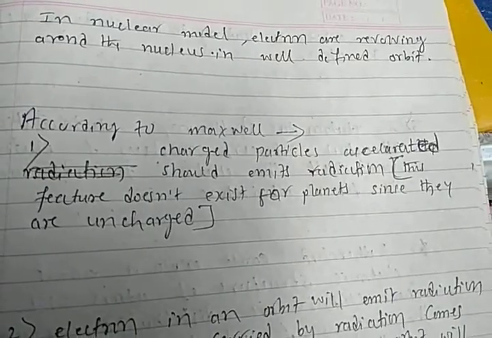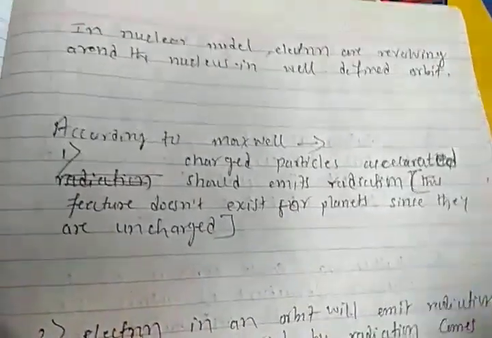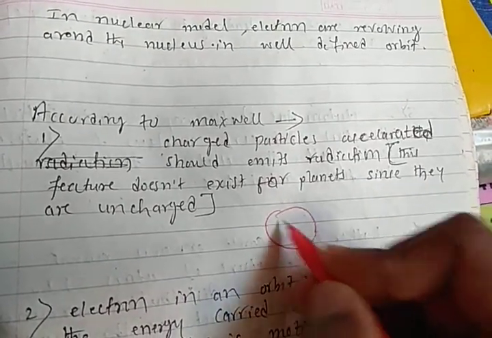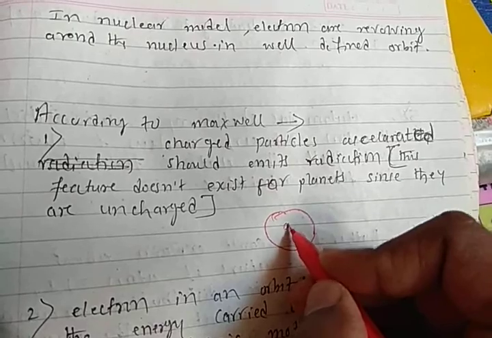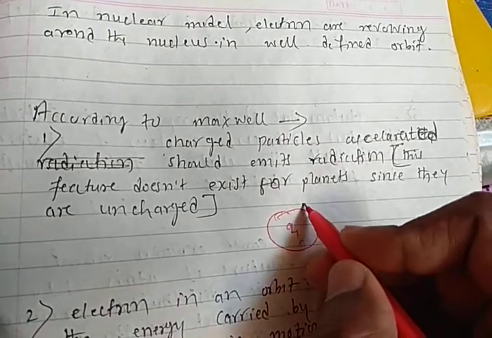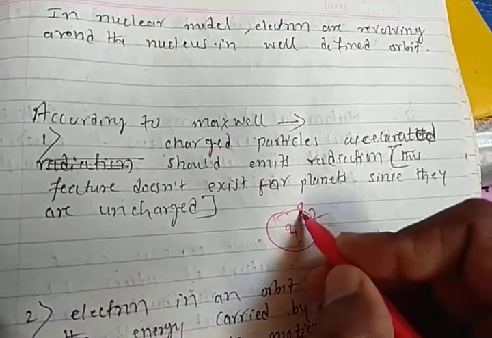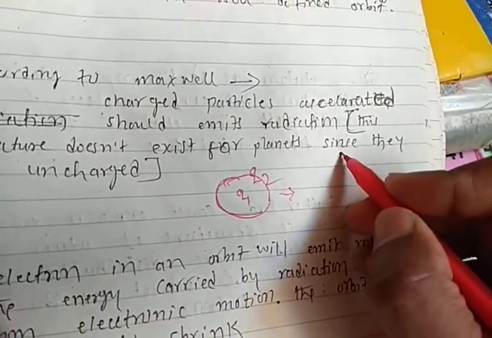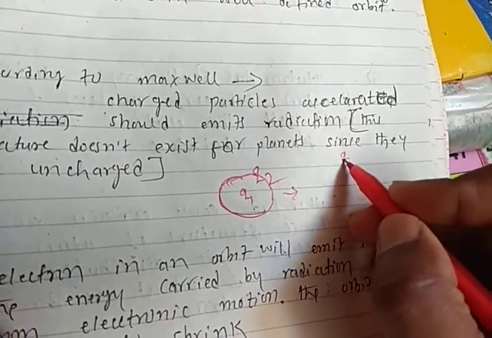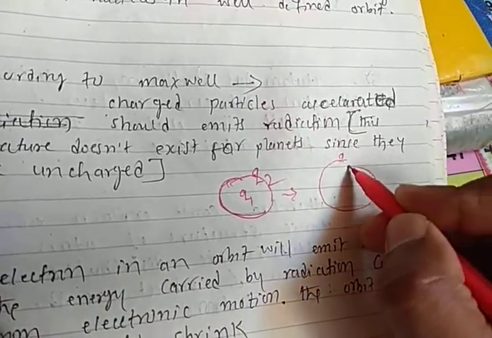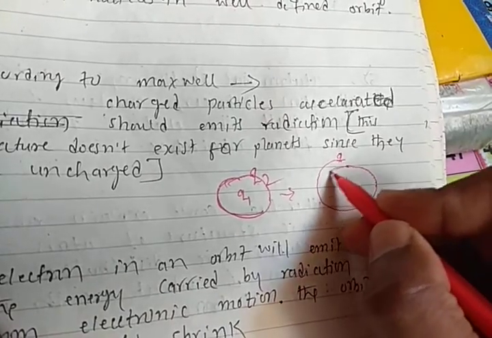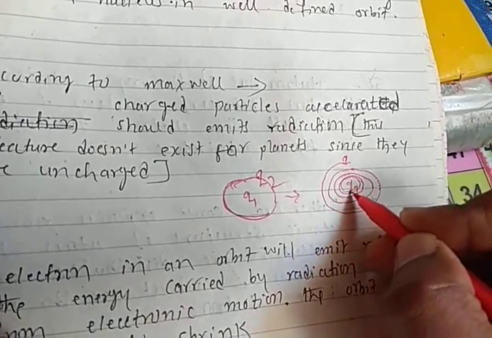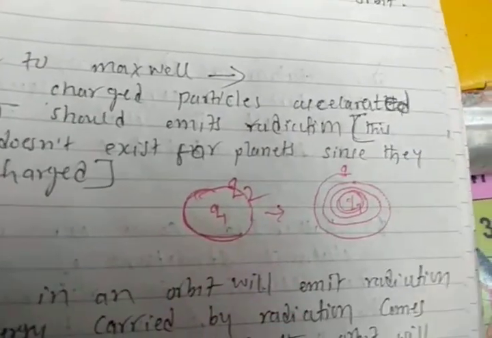Maxwell conducted an experiment in which one charged body, Q2, rotates around another charged body, Q1. What happens, students? The rotating charged body emits radiation and comes closer, in this form.